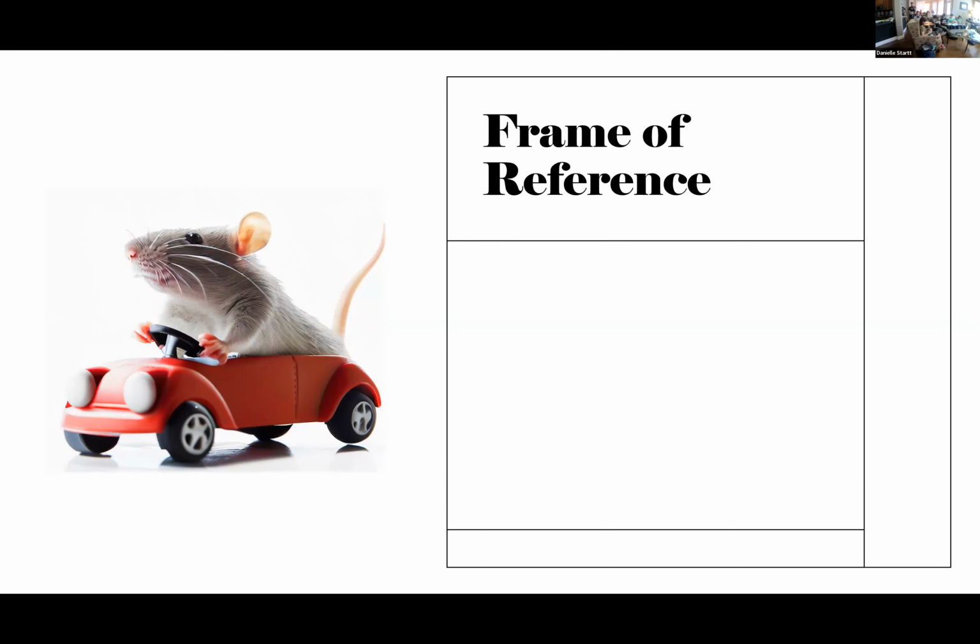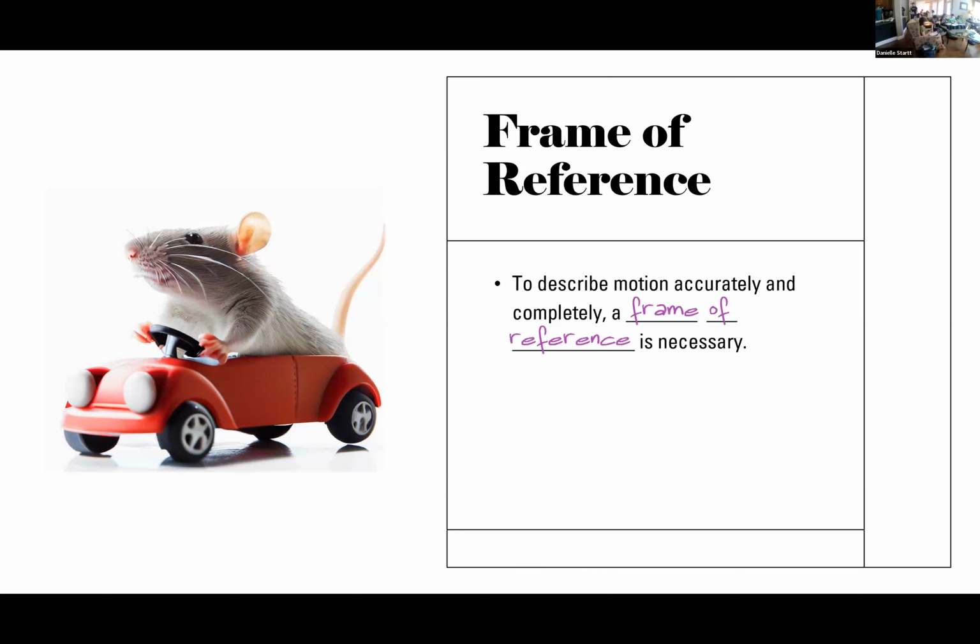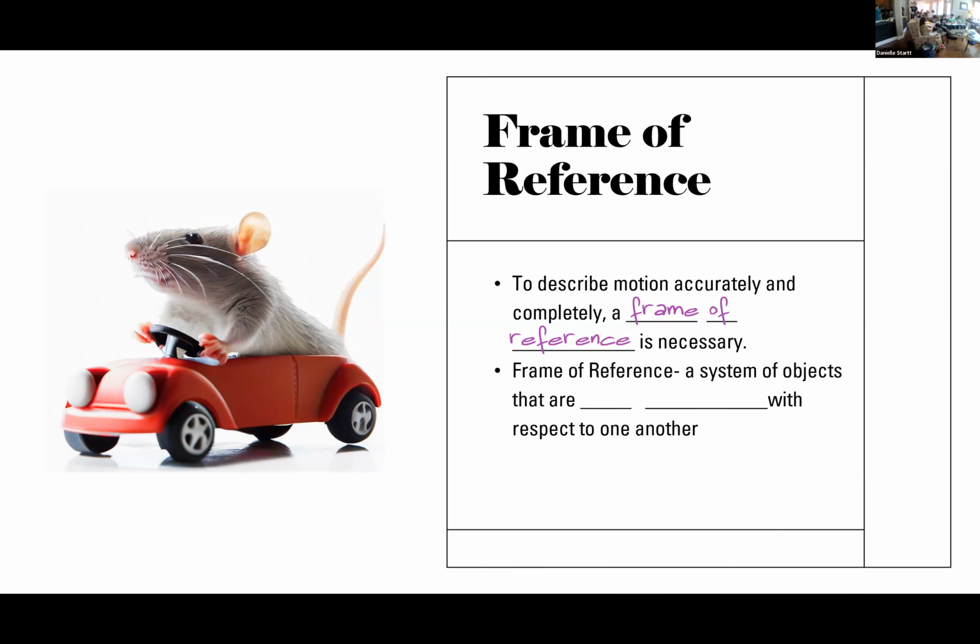All right, so frame of reference. So here we go. To describe motion accurately and completely, we need a frame of reference. Okay. So in your frame of reference, you have a system of objects that are what with respect to one another? Bailey. Not moving. Yes. Okay. So you need a frame of reference.